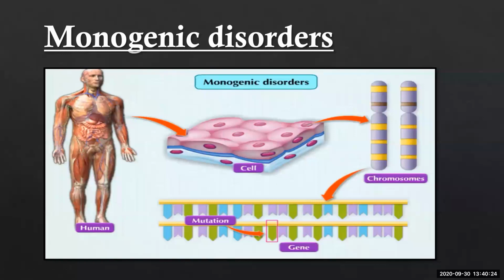Then we will come to monogenic disorders. Disorders or diseases occur due to mutation, as the name suggests, monogenic. Mono is single, so there is a mutation in a single gene which will form a defective one. So disorders or diseases occurring due to mutation in any single gene into a defective one are called monogenic disorders.